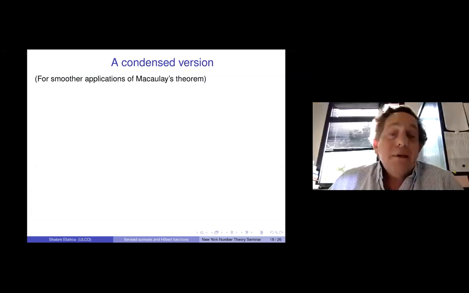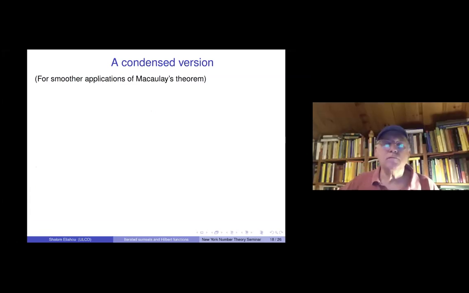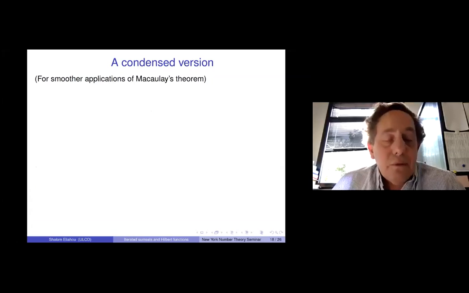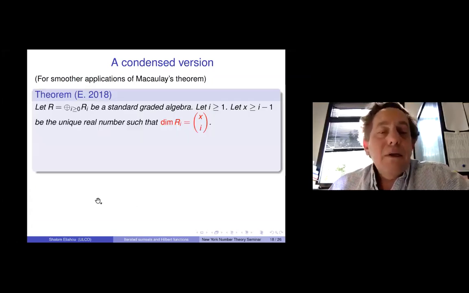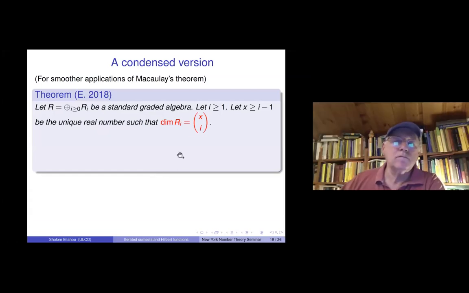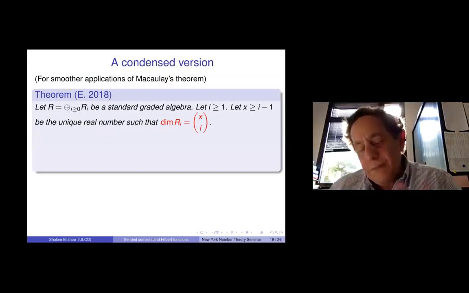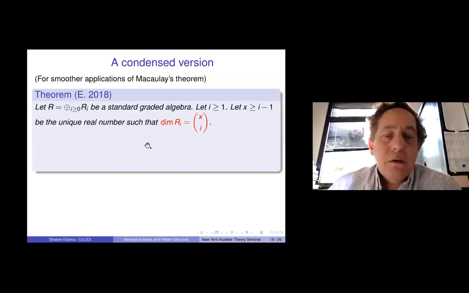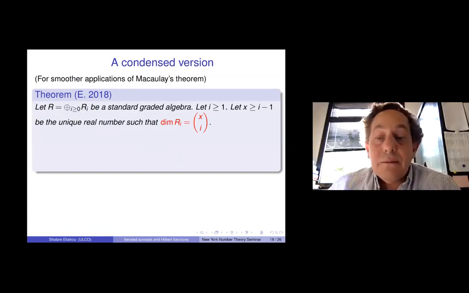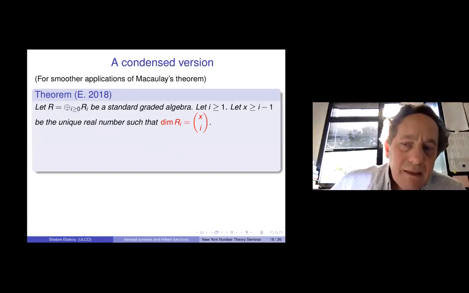Okay, so here is a condensed version of Macaulay. In fact, it was discovered three years ago, to apply Macaulay to a beautiful conjecture in numerical semigroup theory, a conjecture by Wilf. And the conjecture is still a conjecture, but this version of Macaulay allowed me to give an asymptotic proof of the conjecture. And so take a standard graded algebra. I cannot read here.